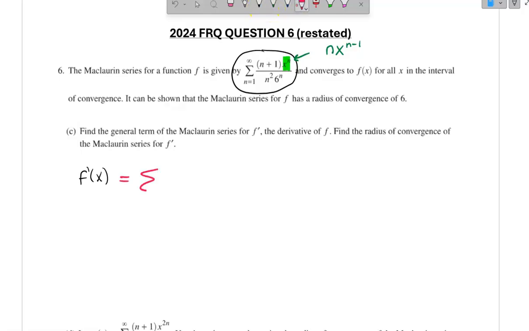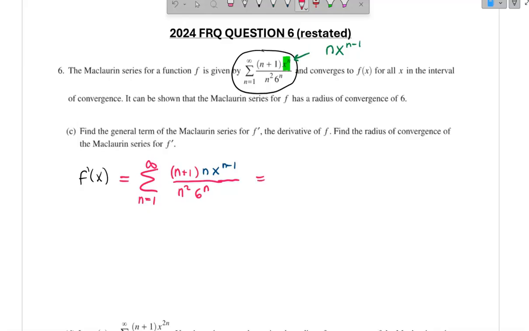So f prime is going to be equal to the sum from n equals 1 to infinity. I'm literally going to write the n plus 1 as the same. I am going to write the n squared and the 6 to the n all as the same. The only part that's new is now I'm going to multiply it by n times x raised to the n minus 1. And so what I've created here is now that derivative.